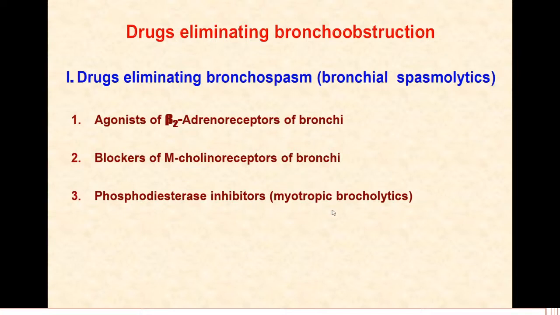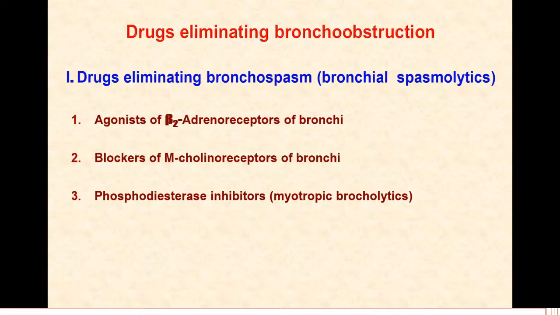How do myotropic bronchiolytics act? Molecules of these drugs penetrate exactly inside the smooth muscle cell, through the cell membrane, and interact with a specific enzyme, phosphodiesterase, inside the smooth muscle cells. Phosphodiesterase is an enzyme cleaving cAMP.